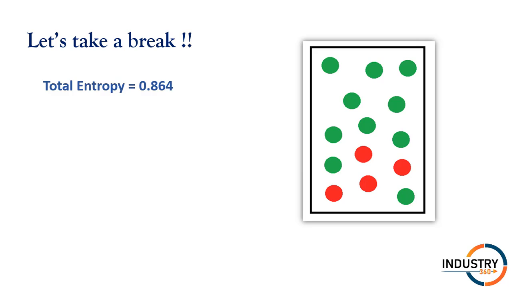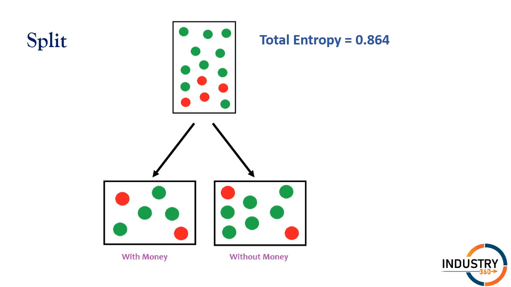Okay, so we have the calculated entropy of a system where out of 14 students, 10 went to watch the movie while 4 did not. And now we're going to split our jar of red and green based on money. After the split, there are going to be 2 jars, one representing students who had enough money, the other representing students who did not have enough money. So this is what it's going to look like. These are our 2 jars.